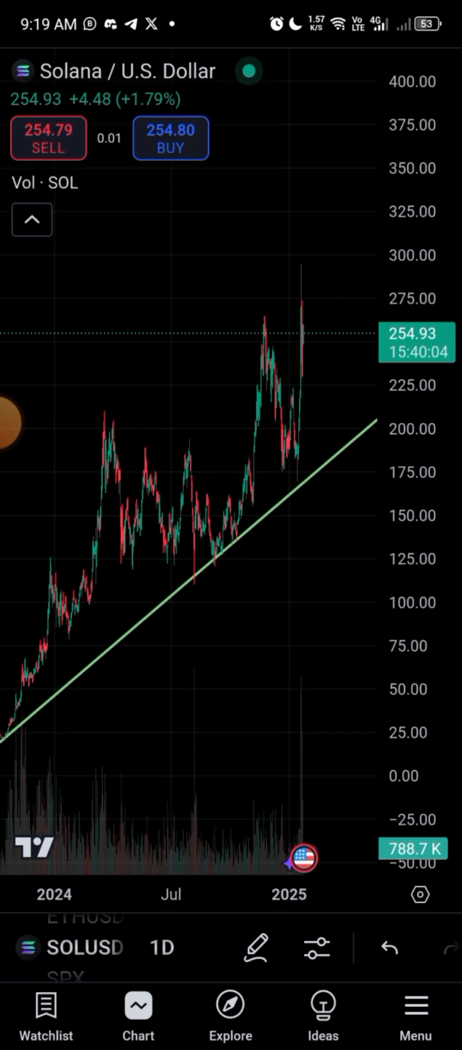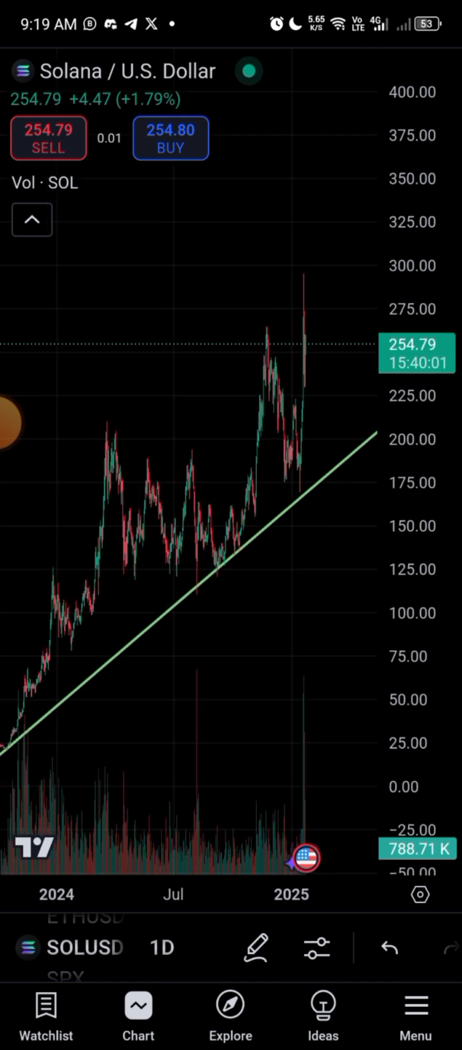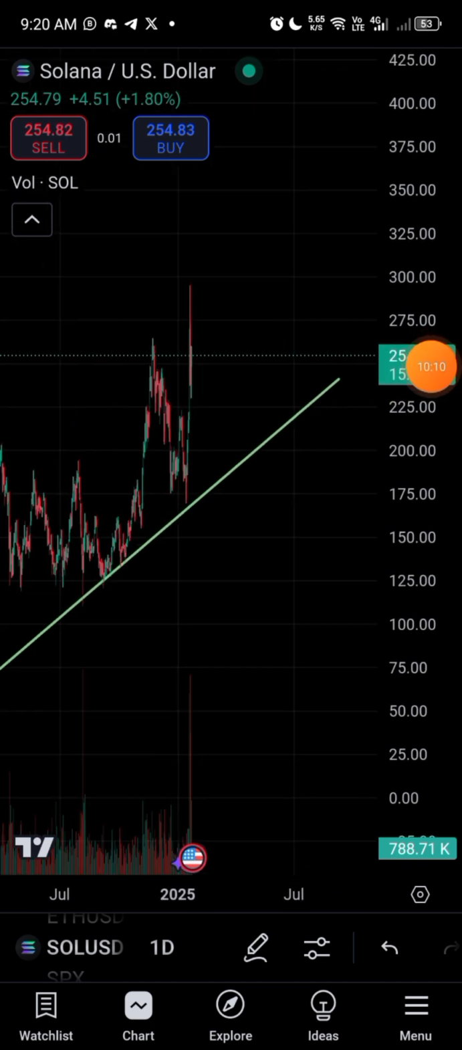$1,000 and above. So how do you enter it if it's going to hit $1,000 and above? To enter it is simple. All you just need to do is to wait for the market to come to this trend line. Do not buy around here.